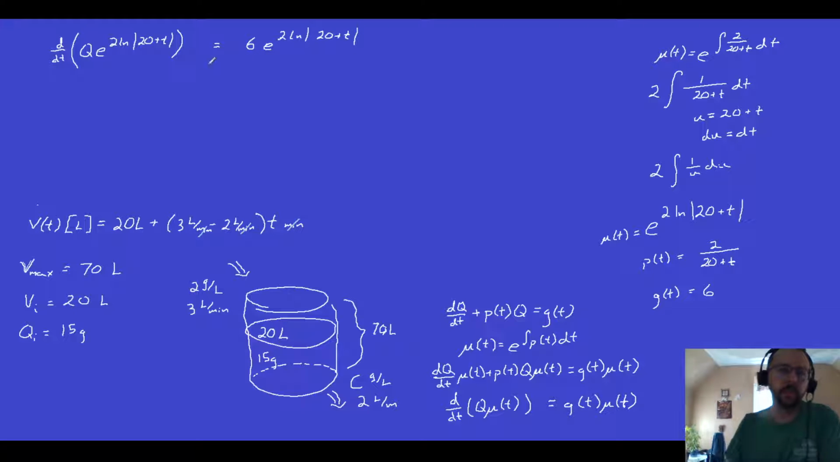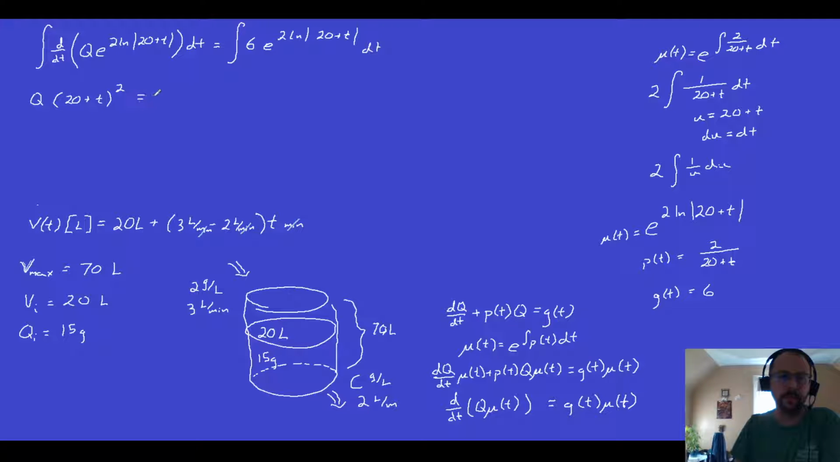Now what we can do is integrate both sides with respect to t, because the integral of this derivative is just the thing that's in the parentheses. So that's really nice. dt. So we're going to have q times, and let's go ahead and simplify this. This simplifies to 20 plus t raised to the 2, because e to the natural log of something, you just bring that something down as the base, and then whatever was multiplied by it has to stay up in the exponent.